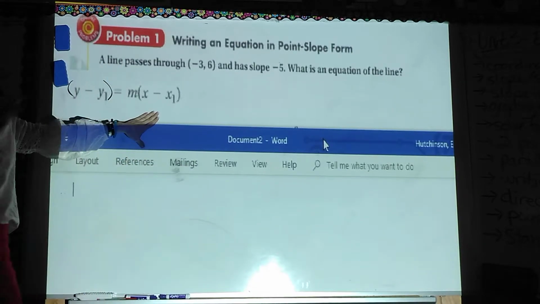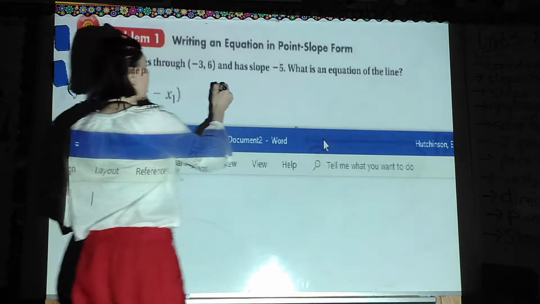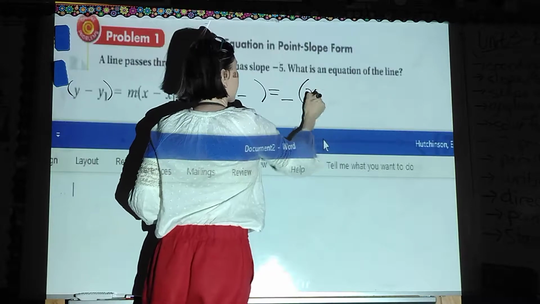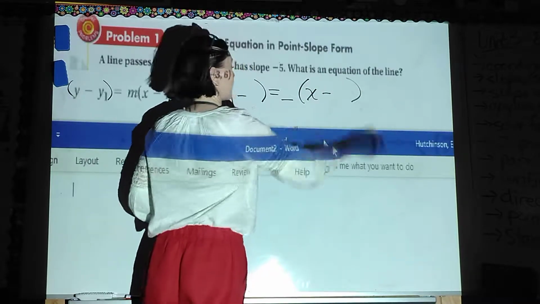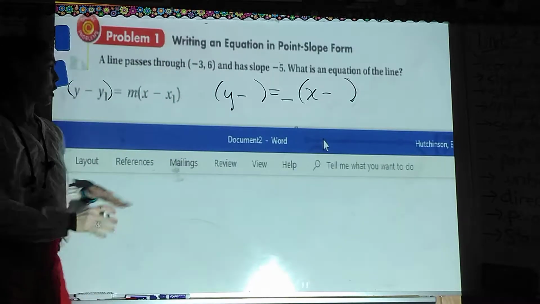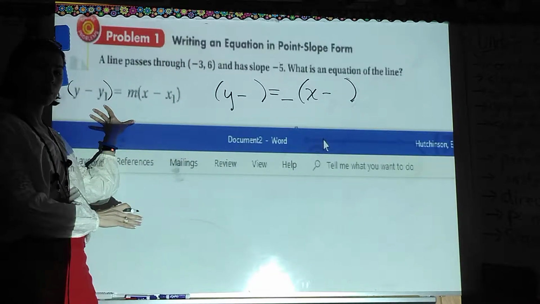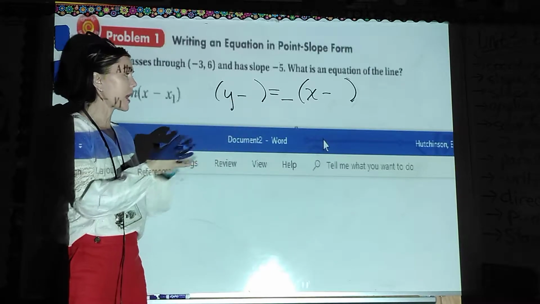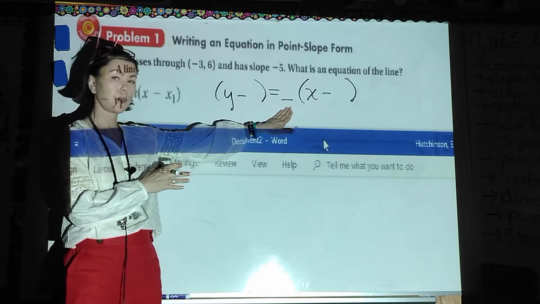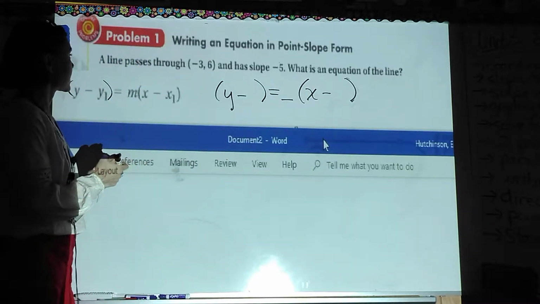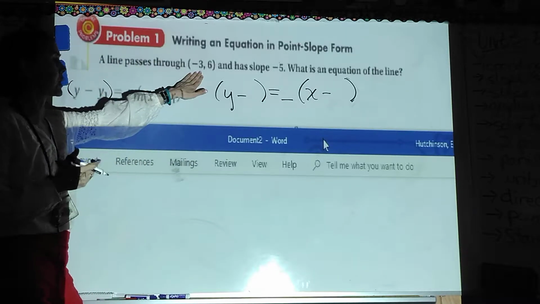So step 1, write point-slope form. Write the formula. Step 2, rewrite it with the empties. Y minus blank equals blank, x minus blank, and close parenthesis. There you go. So here's your point-slope formula. And then you rewrite it with the empties, and then all we have to do is fill in the slope and fill in where the point belongs. So it says the line passes through negative 3, positive 6.